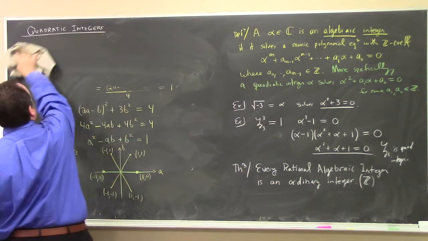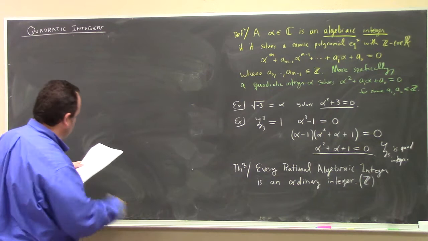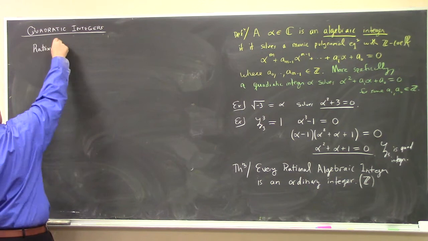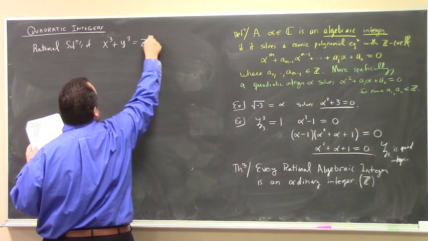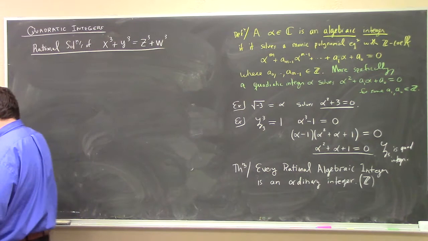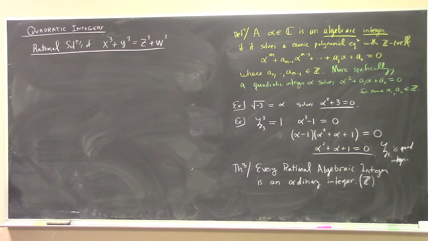So we can talk about rational solutions of x cubed plus y cubed equal to z cubed plus w cubed. All right. And there's an interesting story to tell here, and I'll recite it. This is a quote from Stilwell.